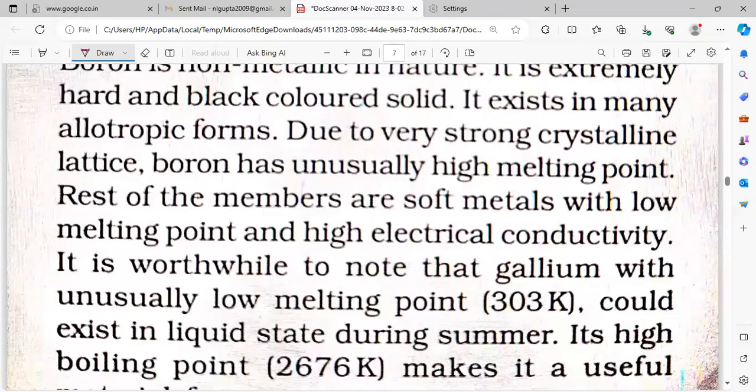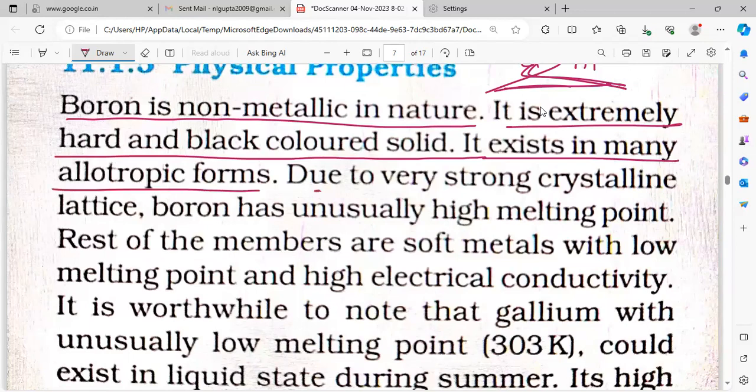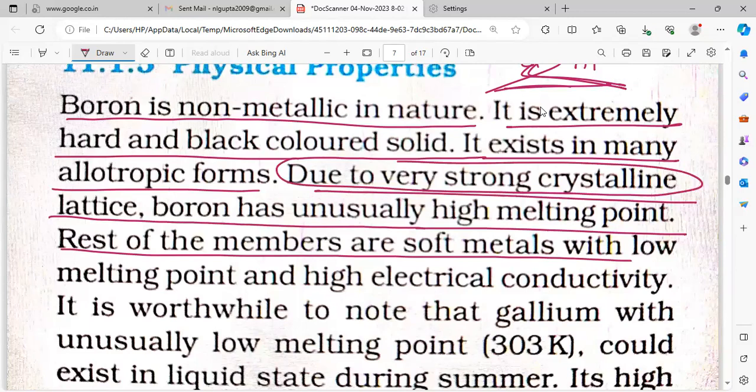Physical properties are not that important. Boron is non-metallic in nature. It is an extremely hard, black colored solid. It exists in many allotropic forms due to a very strong crystalline lattice. Boron has an unusually high melting point. Keep in mind, boron has a high melting point. The rest of the members are soft metals with low melting point and high electrical conductivity.